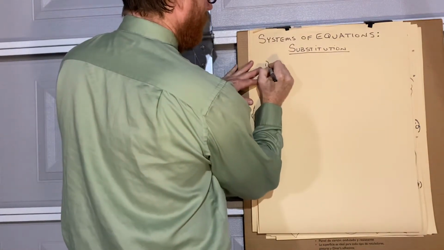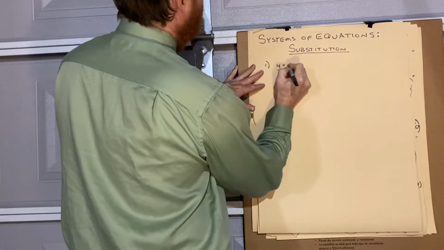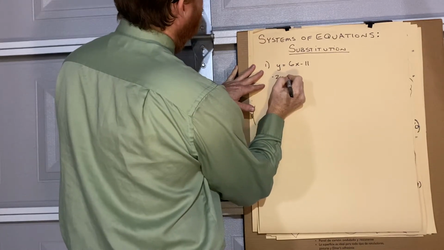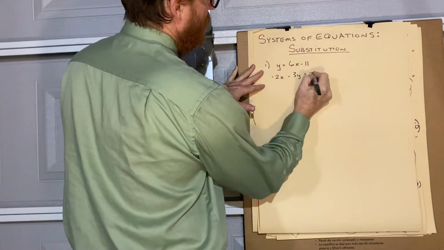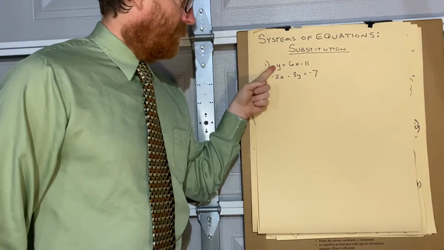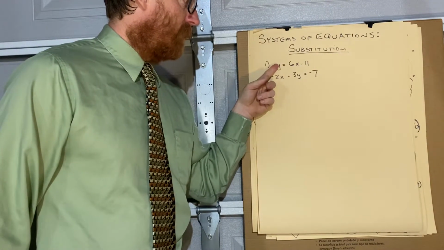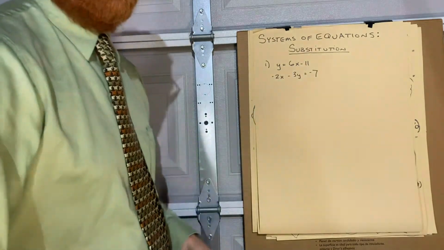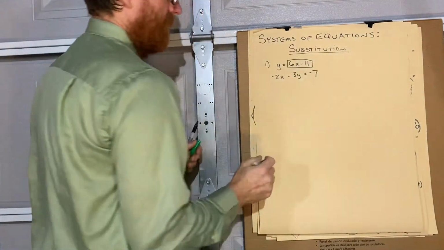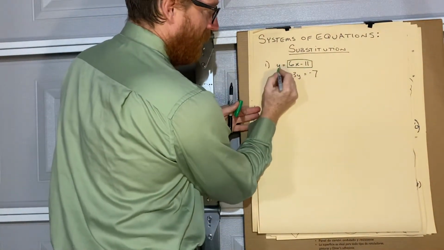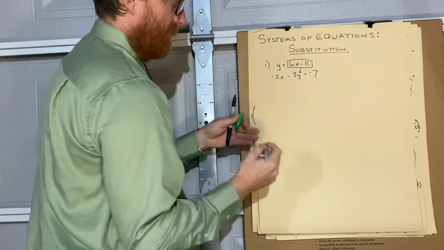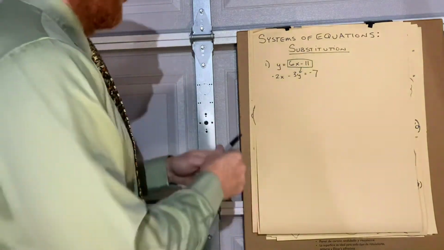Start off pretty easy on your worksheet. Number 1 looks like this: y equals 6x minus 11 and negative 2x minus 3y equals negative 7. Now, this is on the substitution worksheet, and what you notice right away is that the first equation has y equals this 6x minus 11. So 6x minus 11 is the value that I can plug into the other equation for that y. So since y and that 6x minus 11 are equal to each other, I can plug that in for y right there. Now that's what I'm going to do as my first step.